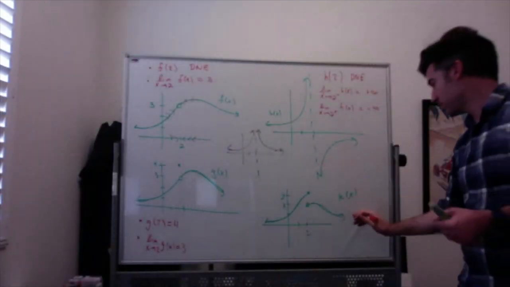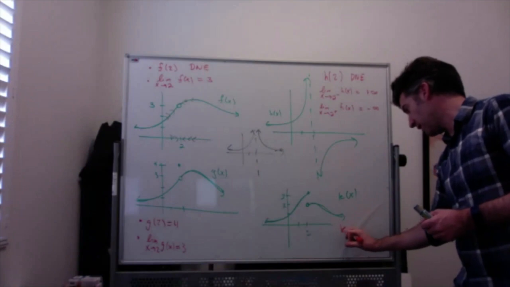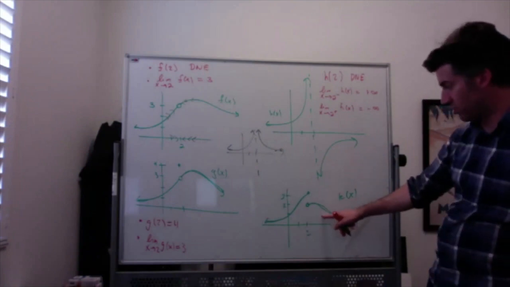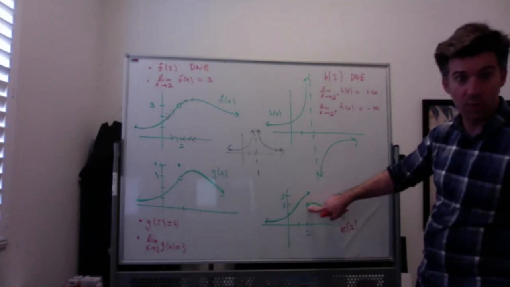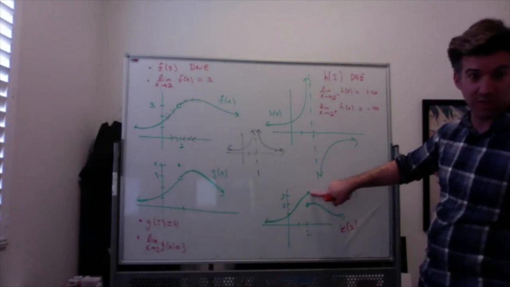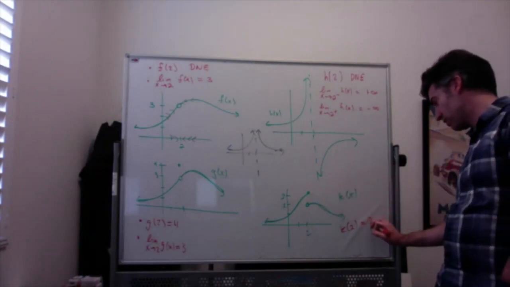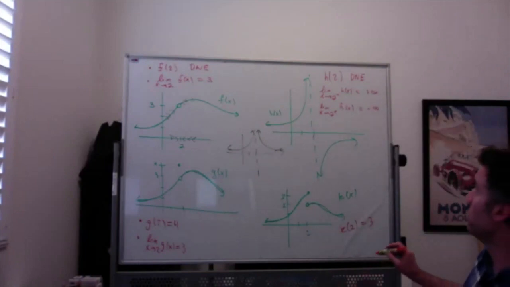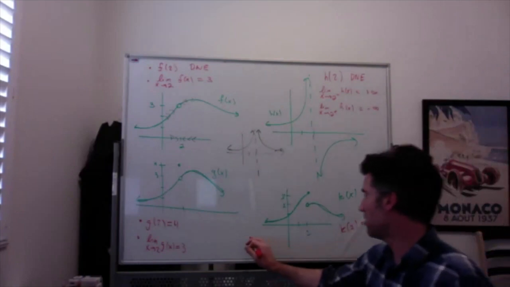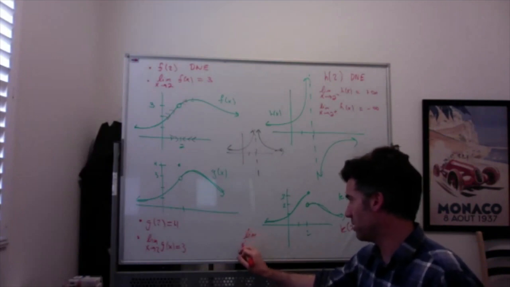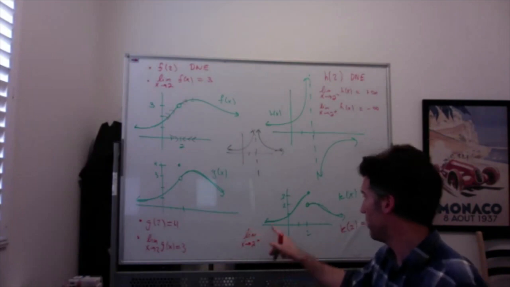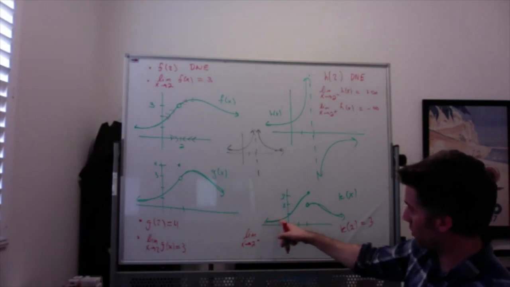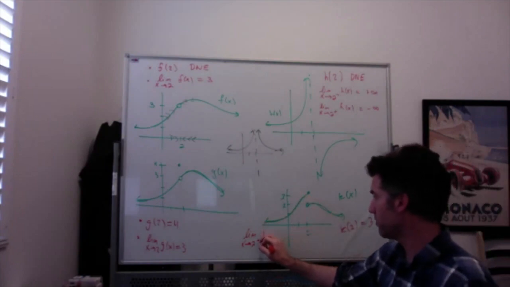Lastly, this one, k of 2 is equal to, well, it's not equal to 2 because it's open there. It's equal to 3 because it's closed there. So k of 2 is 3. And here we also have a left-hand limit and a right-hand limit issue. So the left-hand limit, the limit as x approaches 2 from the left. If we approach 2 from the left, the function's getting closer and closer to 3.